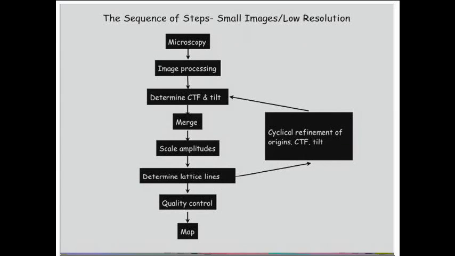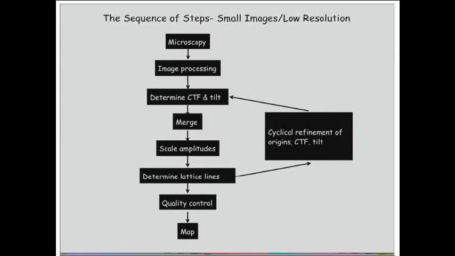And this is a sort of cyclical process. So as you get better and better measurements of the amplitude and phase along those lattice lines, we can use those measurements to refine individual images against the data from all the other images, and we go through a cycle. And we have to refine the phase origin, and we can refine the CTFs, and we can refine the tilt angles, so we get better and better measurements of the Z star values.